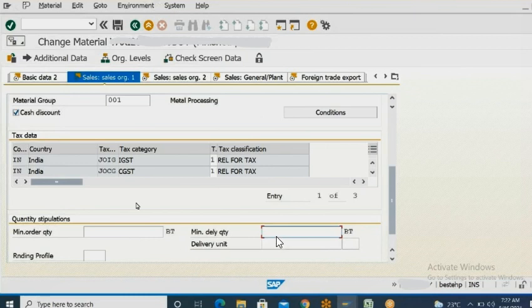Next, minimum delivery quantity. If you maintain some quantity here, then while creating delivery, if the delivery quantity is less than the minimum delivery quantity, then the system will give a warning message or error message.